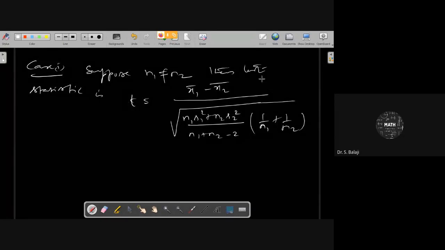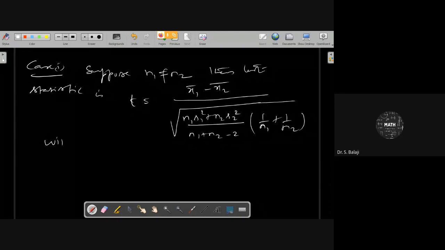Suppose n1 is not equal to n2, we have the test statistic t equals x1 bar minus x2 bar, whole divided by the square root of n1 s1 square plus n2 s2 square, whole divided by n1 plus n2 minus 2, times 1 by n1 plus 1 by n2, with number of degrees of freedom v equal to n1 plus n2 minus 2.